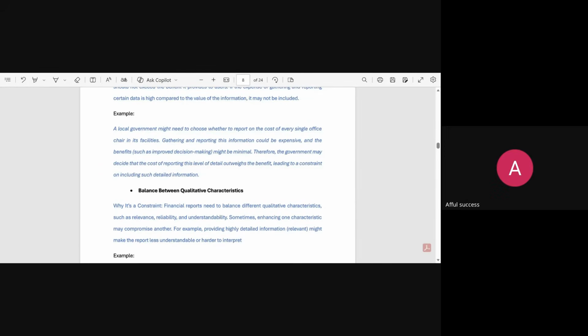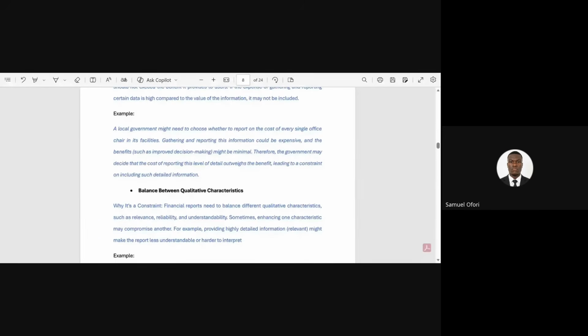Can you emphasize on the materiality being a constraint? Sorry, your line is breaking. I can't hear you all, please. I think she wants you to highlight more on the materiality. Why is it a constraint?